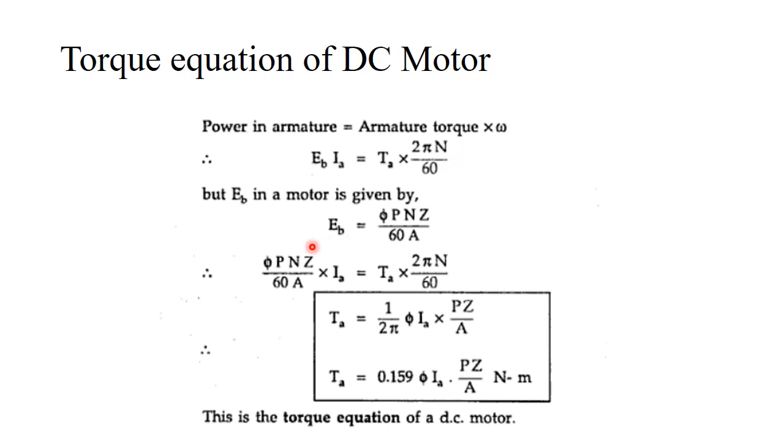But we know that Eb in a motor is given by, Eb means back EMF, it is given by phi P N Z divided by 60A. This is the EMF generated, the back EMF. Substitute in the first equation, and then you will get the torque equation of the DC motor, which is 0.159 multiplied by flux into armature current multiplied by PZ by A.